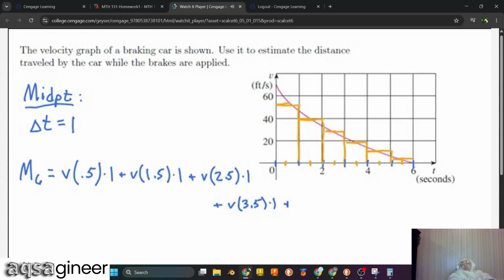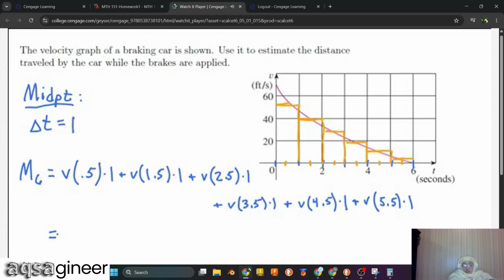And the velocity evaluated at 4.5 times 1. And lastly, the velocity evaluated at 5.5 times 1.